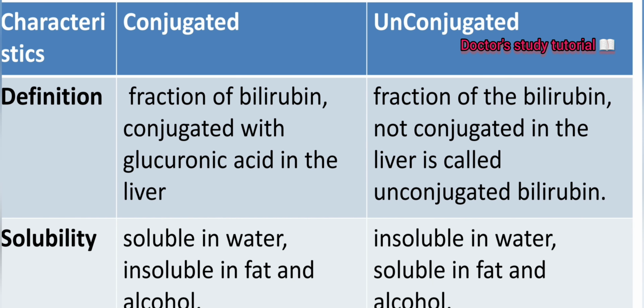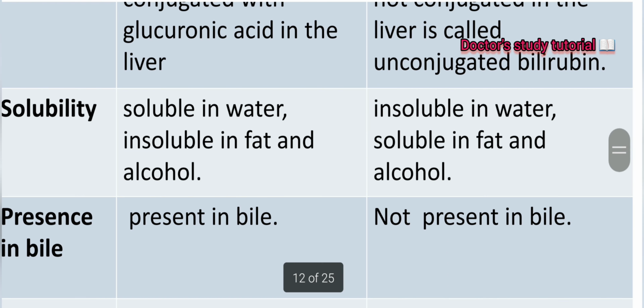A very important written and viva question is the difference between conjugated and unconjugated bilirubin. Conjugated bilirubin is the fraction of bilirubin conjugated with glucuronic acid in the liver, and the fraction of bilirubin not conjugated in the liver is called unconjugated bilirubin.